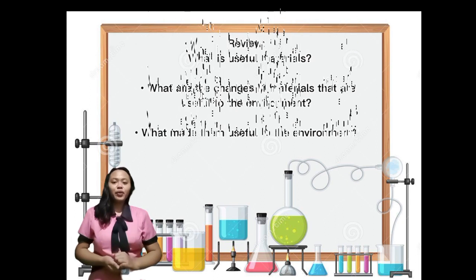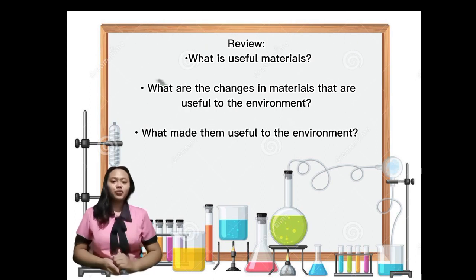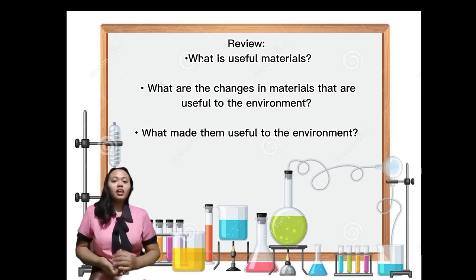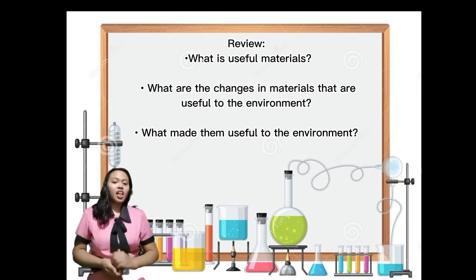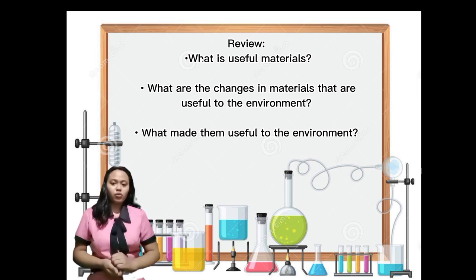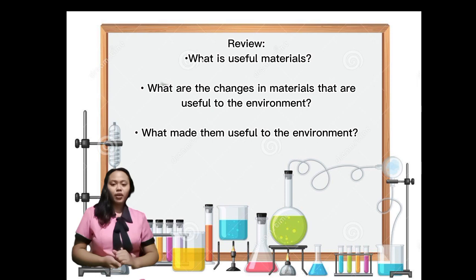Let's have some review first. What is useful materials? When we say useful, it means the capability of being put to use. What are the changes in materials that are useful to our environment? The changes that are useful to our environment include planting of vegetables and plants bearing fruits. What made them useful to the environment? These changes are useful because it keeps the environment beautiful and provides food to living things.